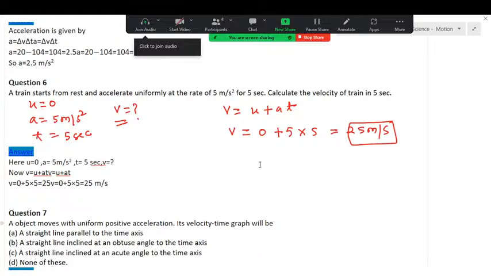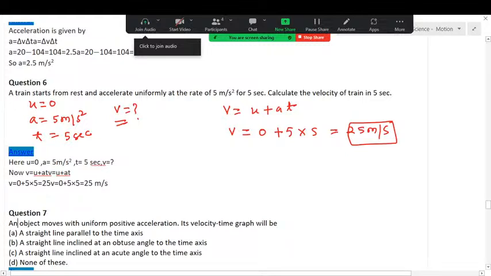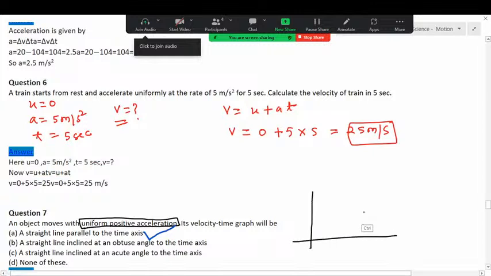The question is, an object moves with uniform positive acceleration. Its velocity time graph will be... We are supposed to draw the VT graph, the velocity and time graph. What does it mean? It simply means that velocity is on the y-axis, and time is on the x-axis.